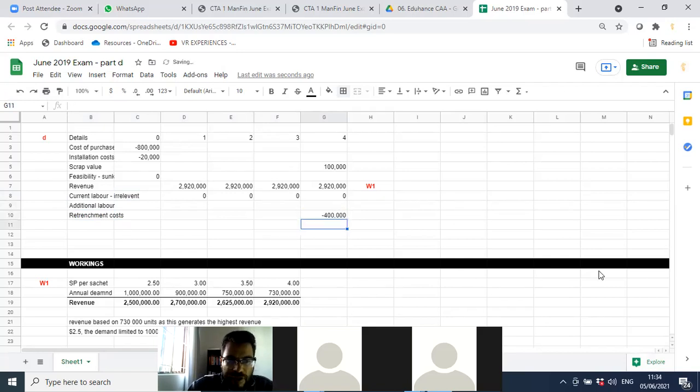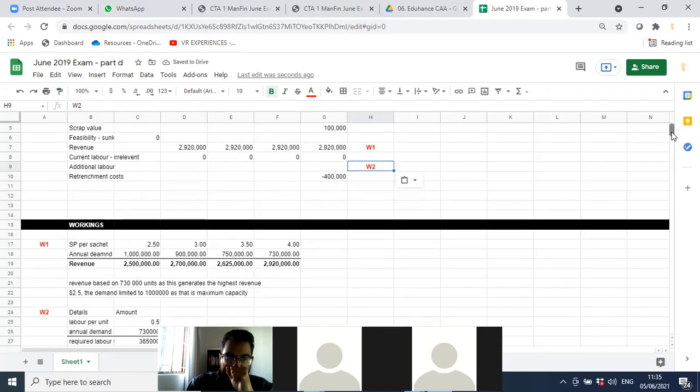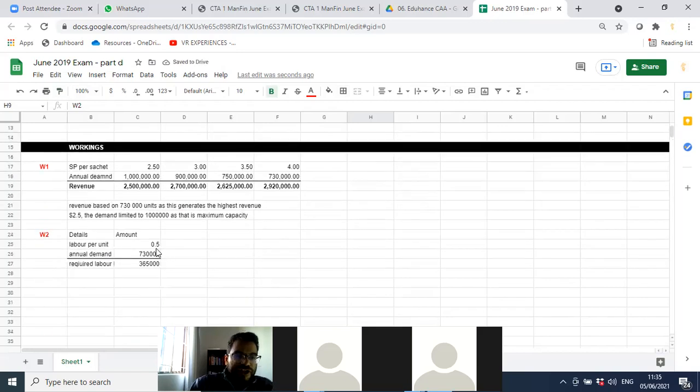Okay, now let's work out the additional labor. It's going to be working 2. So each labor unit, 0.5, annual demand 730. So the required labor hours, 365. Are we happy with that? Does that make sense?